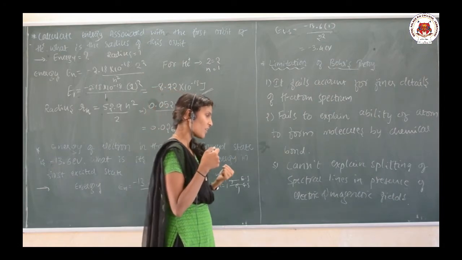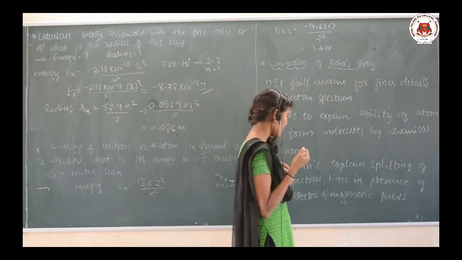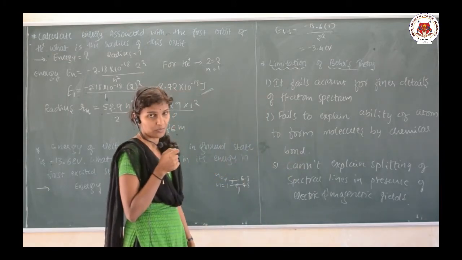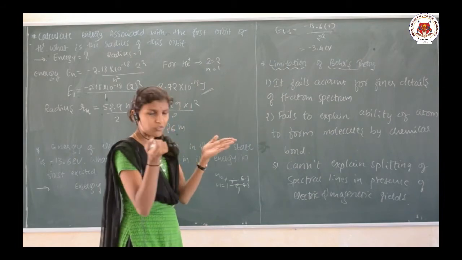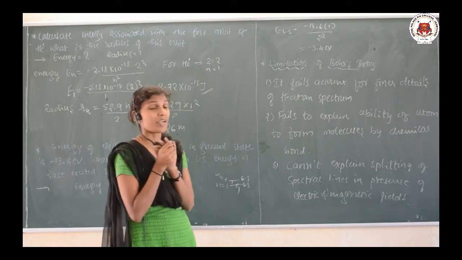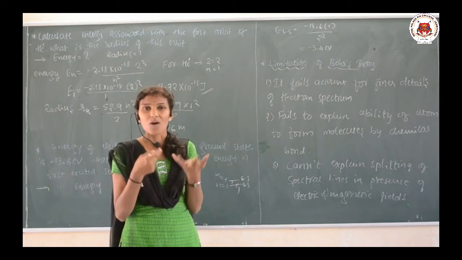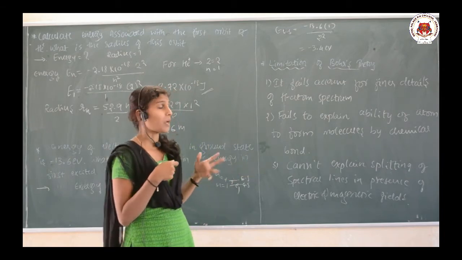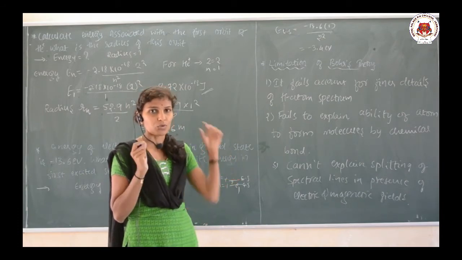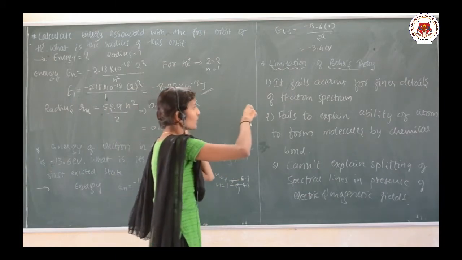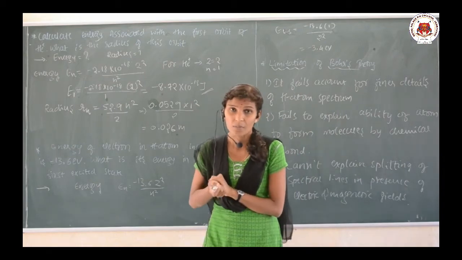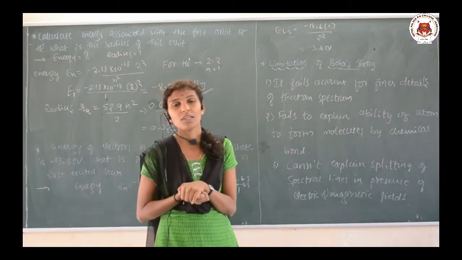And one more drawback is, it cannot explain the splitting of the spectral lines in the presence of electric and magnetic fields. Whenever we apply an electric and magnetic field, splitting of the spectral lines takes place. Why it occurs cannot be explained by Bohr's theory. So, all these are the limitations of Bohr's theory. It was a very useful theory, but even it has its own limitations.